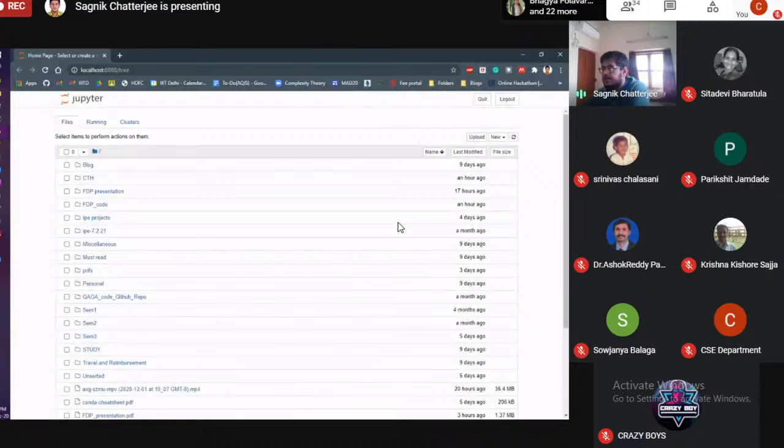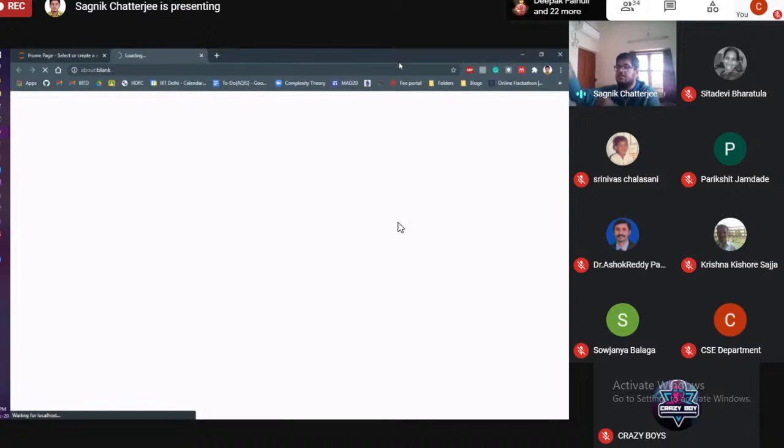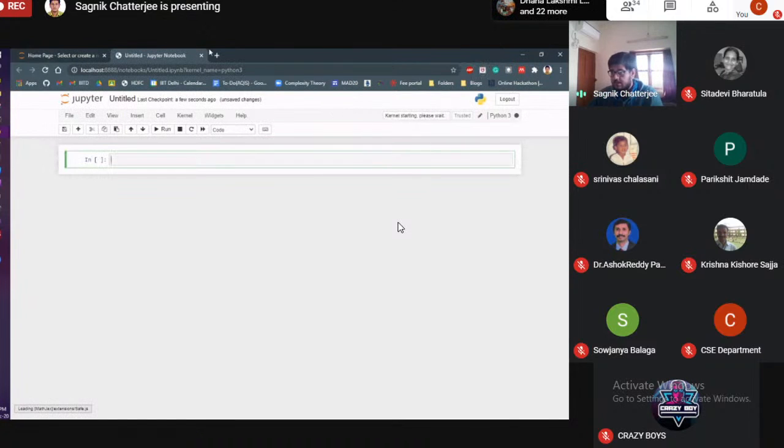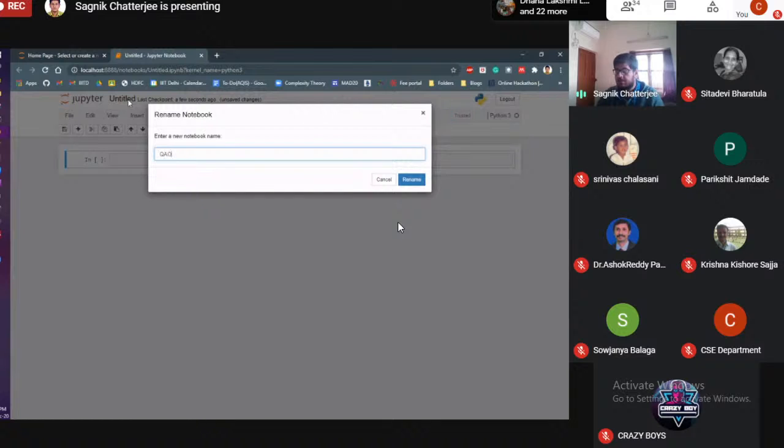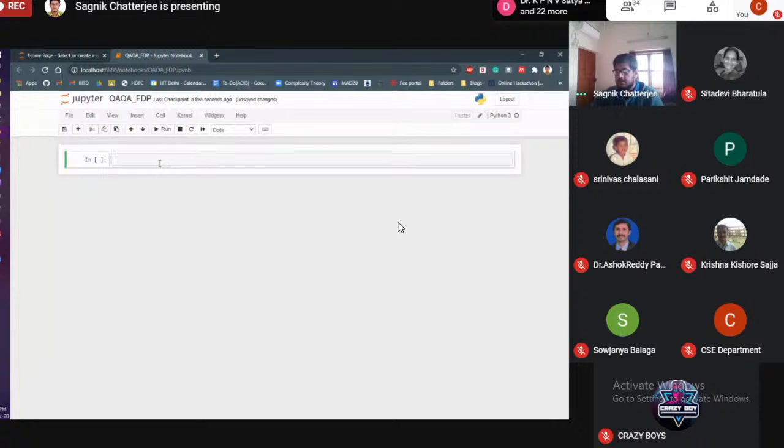This is my Jupyter notebook. I'll open up a new Python 3 notebook and name it. First, to test if Qiskit has been installed or not, we just import Qiskit and see if it has been installed. The first load takes a little bit of time. Yeah, it ran without any issues, so I'm guessing it has been installed. Good.